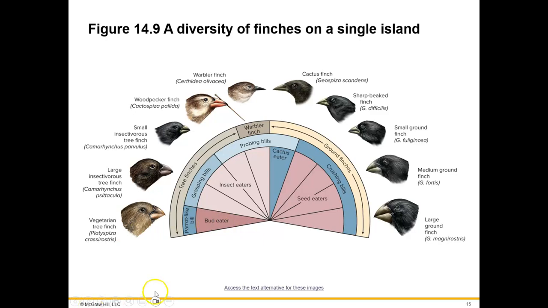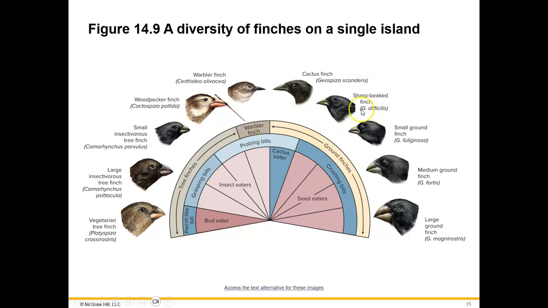There were various different beak sizes suited to various different things. So you can see here we've got our vegetarian tree finch, which is a bud eater. It has a parrot-like bill. You can see that we've got this small and large insectivorous tree finch, which have grasping bills, which are good for catching insects. This woodpecker finch actually has a beak that is able to perfectly hold small sticks and fish out small insects from holes in decomposing logs and trees.